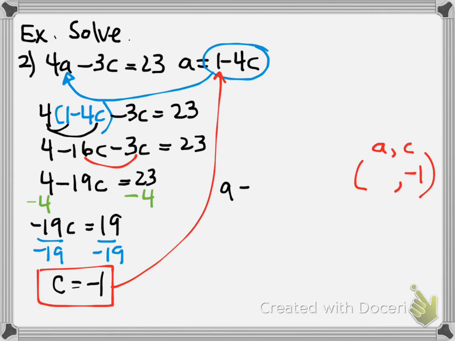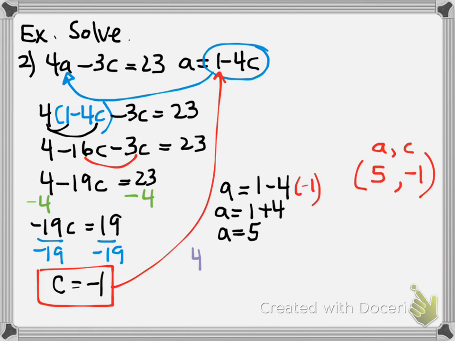So we have A equals 1 minus 4, and now we're going to substitute in the value of C, which is that negative 1. And we just solve. So we have A equals 1, negative 4 times negative 1 is positive 4, and we get A equals 5. So we plug that into our solution, and we believe the answer is going to be 5, negative 1. So now I'm going to do a check.